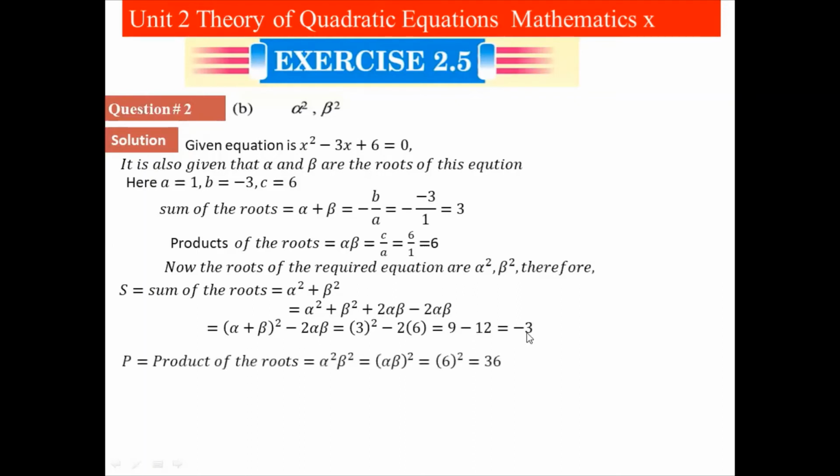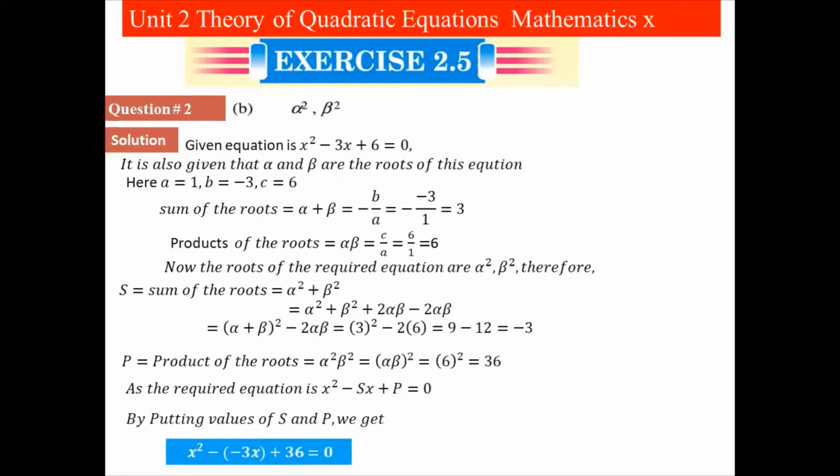Now the product of the roots alpha square beta square is equal to alpha beta whole square. So alpha beta is 6, so 6 square is equal to 36. The required equation is x square minus sx plus p is equal to 0. By putting the values of s and p, we get x square minus into minus 3x plus 36 is equal to 0. Here s is equal to minus 3 and p is 36. So the required equation is x square plus 3x plus 36 is equal to 0, whose roots are alpha square and beta square.